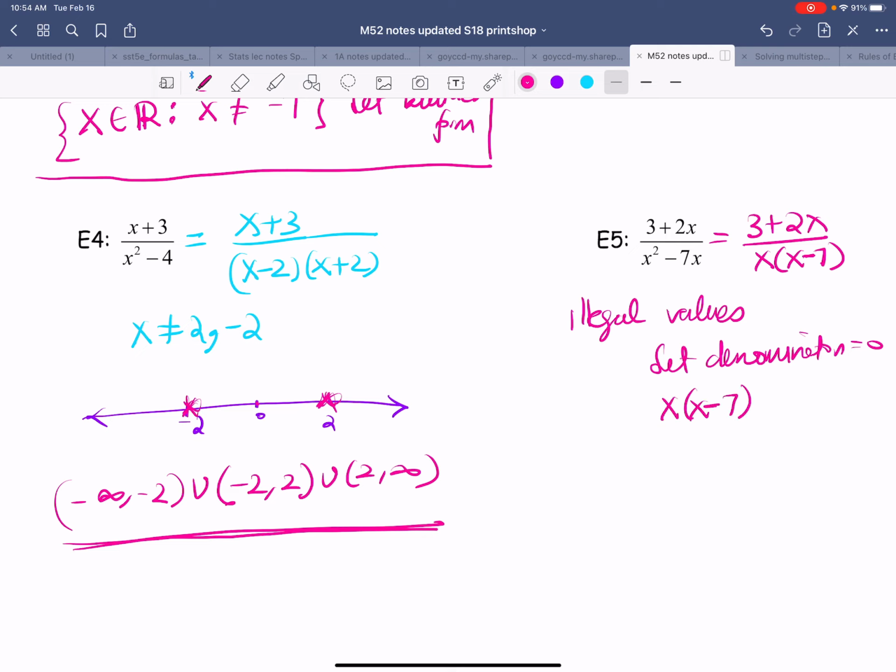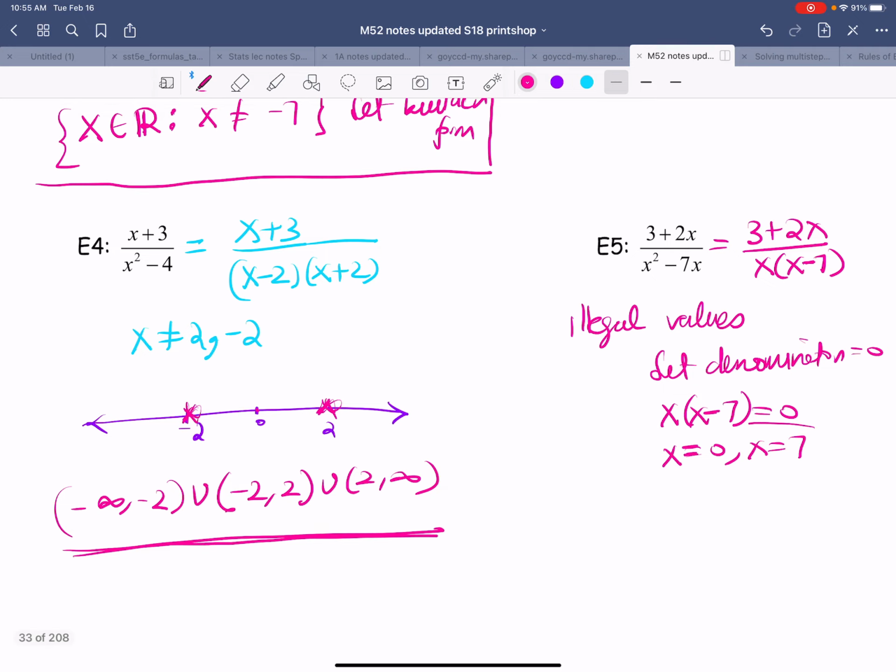X times x minus 7 equal to 0. Either x is 0 or x equals 7. We did talk about these when we first started factoring. So these are the two illegal values. So we don't want these to occur. We don't want x to equal 0. We don't want x to equal 7.